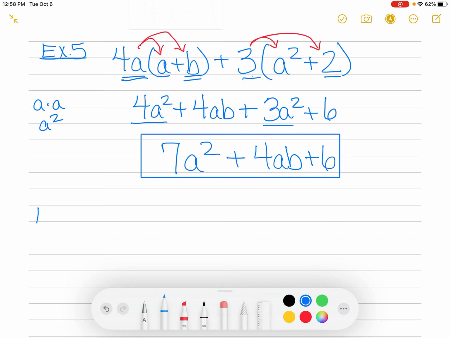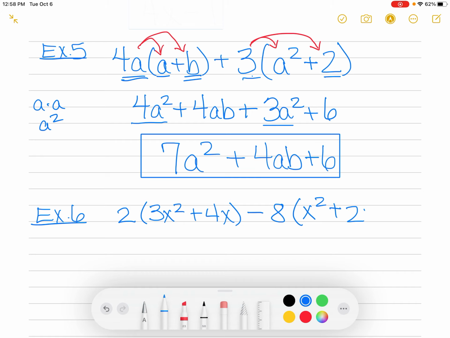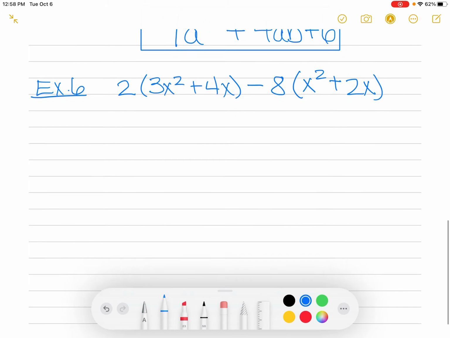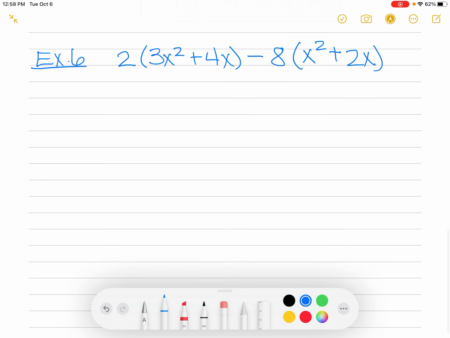Okay, example 6. This one everybody should be able to do and get it all right. So we have 2 times (3x squared plus 4x) minus 8 times (x squared plus 2x). Here's my little hint before you start: that minus 8, you need to make that a -8 before you start multiplying. Okay, hit pause and solve the problem.